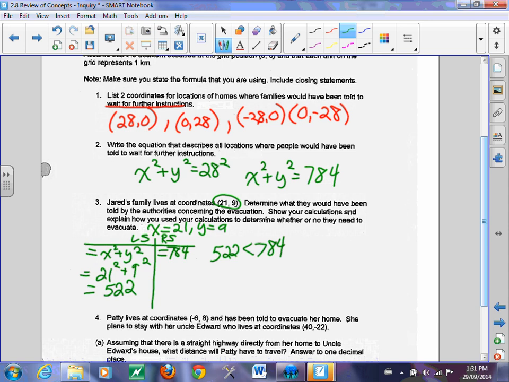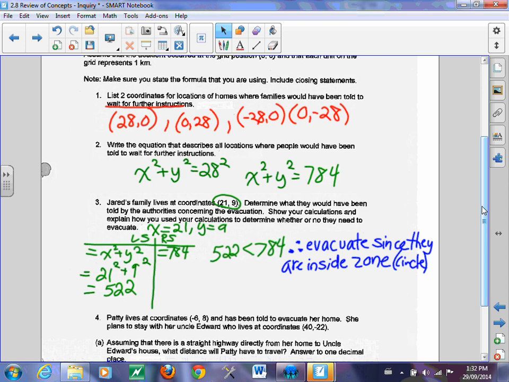Therefore, what do you think they have to do? Are they inside the circle? Yes, they are, because it's less, so therefore they've got to move out. So therefore they must evacuate. Since they are inside the evacuation zone, which is really the circle, right? They've got to evacuate because they're inside the evacuation zone.